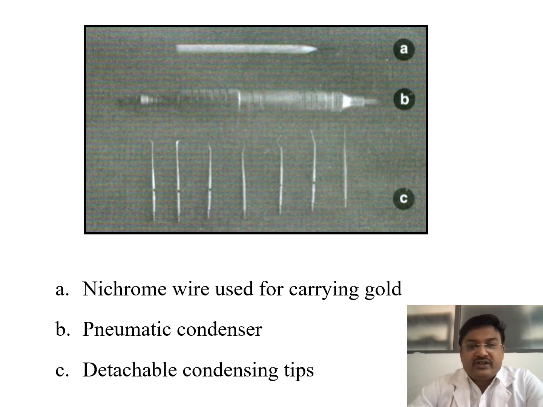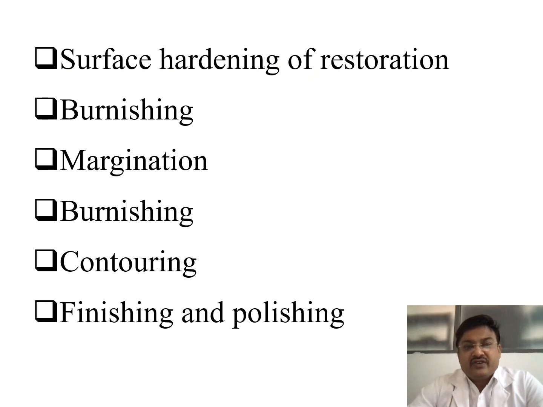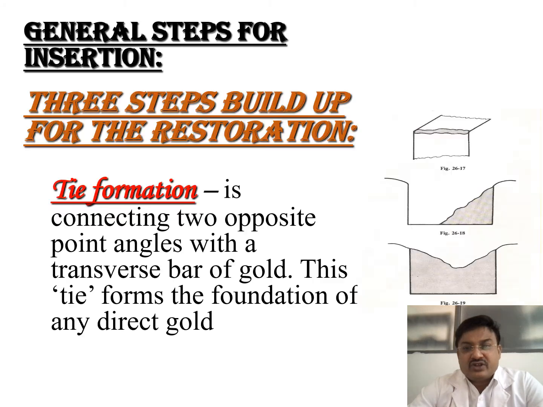The compaction technique: the general steps for insertion are three steps to build up the restoration, which are tie formation, banking of the walls and shoulder formation, and paving of the restoration. Then surface hardening of the restoration, burnishing, margination, burnishing, contouring, finishing and polishing. These are the steps of condensation.